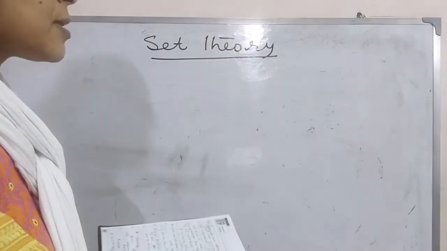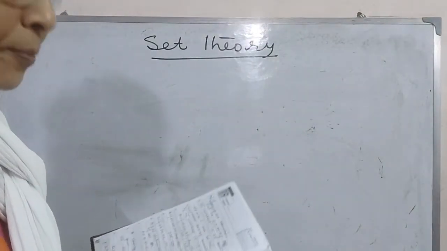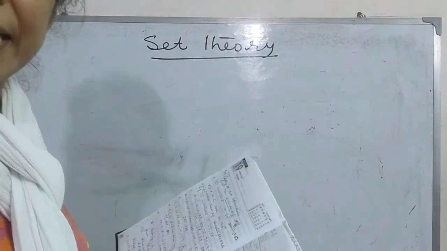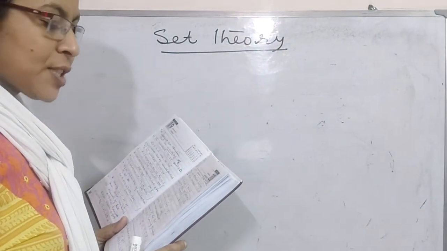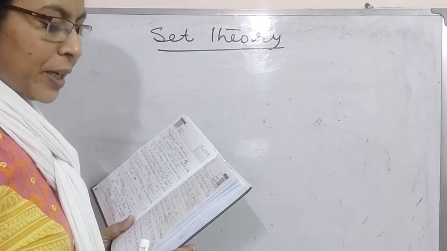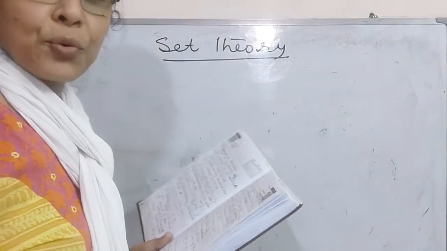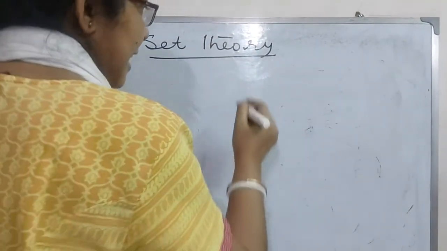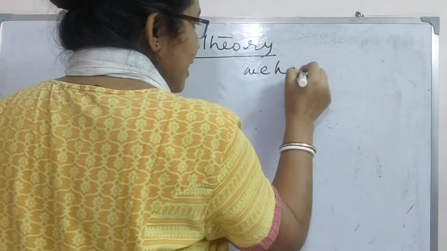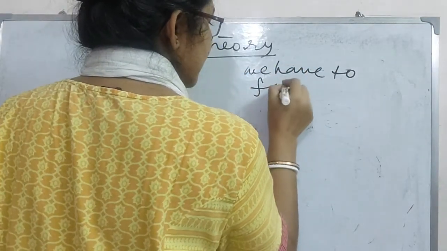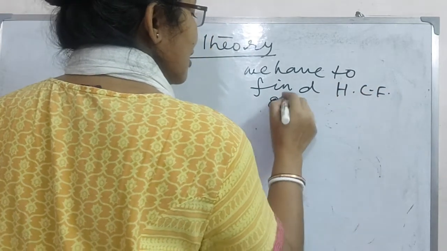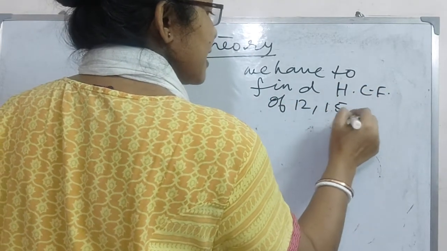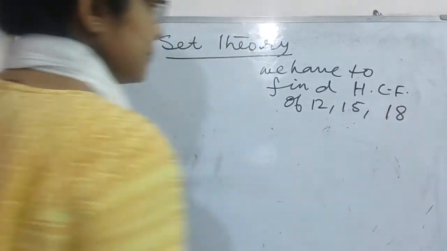These problem sums on set theory are related to HCF and LCM. Using set operations, find the HCF of the numbers 12, 15 and 18. That means we have to find the HCF of 12, 15 and 18.